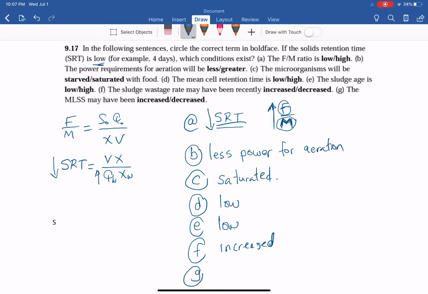Let's look at G. The MLSS may have been increased or decreased. Where is the MLSS? You will look at this X. If you have lower SRT, you will have increased MLSS. So the MLSS will be increased.